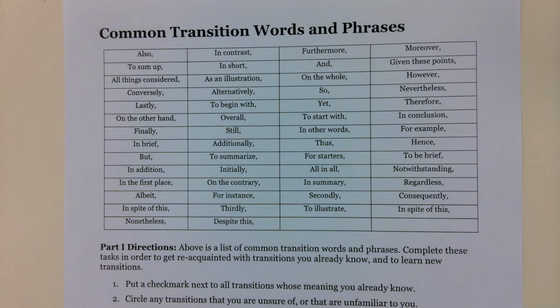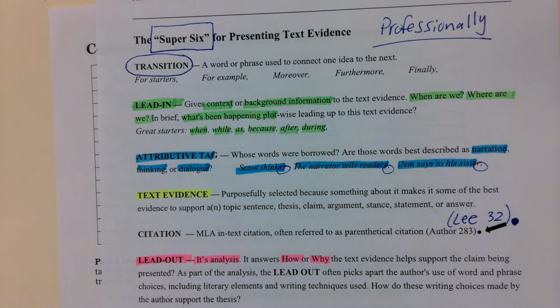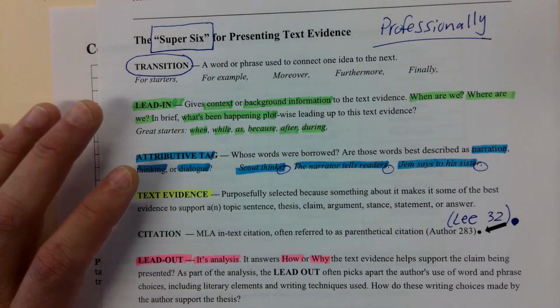You may remember from our handy dandy key of Super 6 terms from the other day. If you're going to present text evidence, the transition is a key. You transition from the topic sentence to your first piece of evidence. You transition from your first piece of evidence to your second piece of evidence, and so on and so forth. You transition from your last piece of evidence to your concluding sentence.